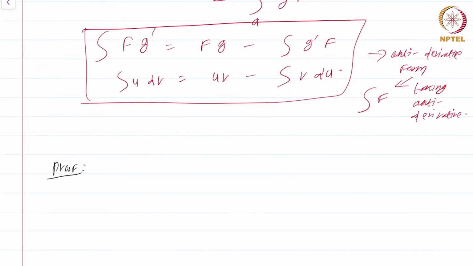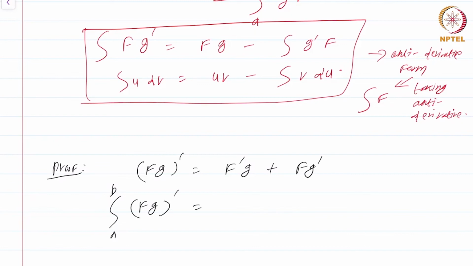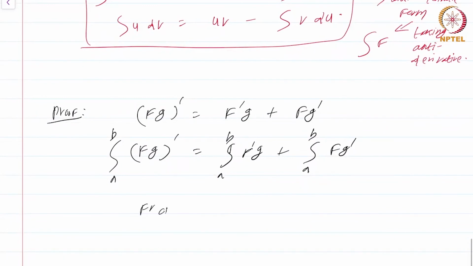It just applies the famous Leibniz rule for differentiation of a product. We already know that (fg) prime is f prime g plus f g prime. So the integral from a to b of (fg) prime is going to be the integral of f prime g from a to b plus the integral from a to b of f g prime, from which the result is obvious.